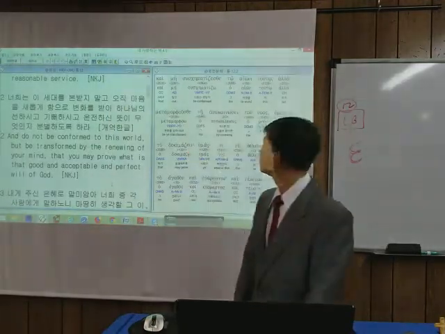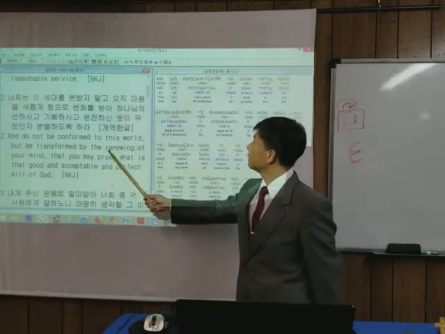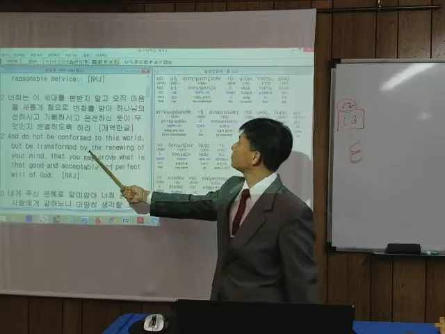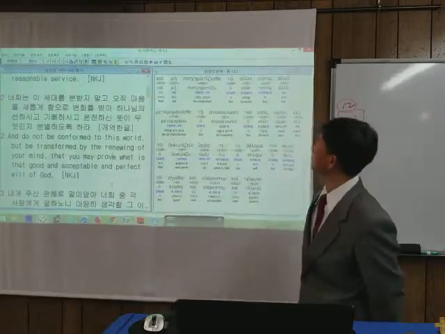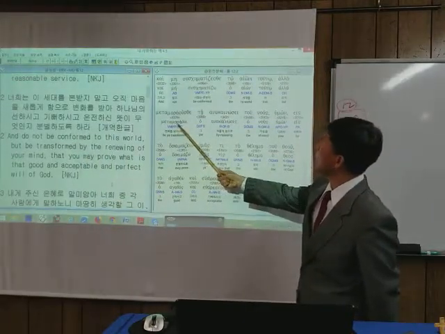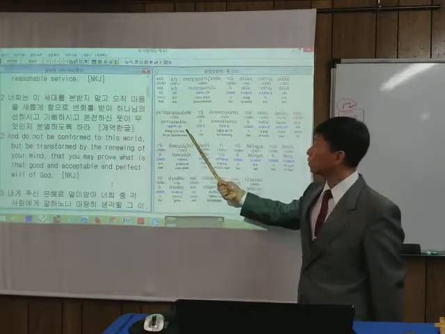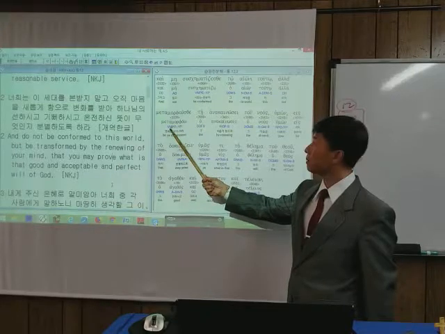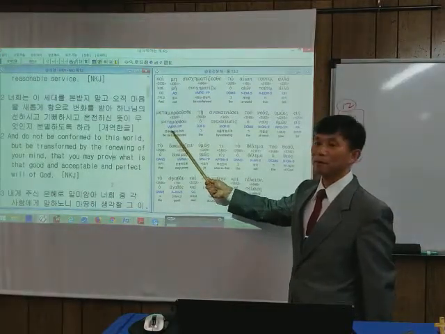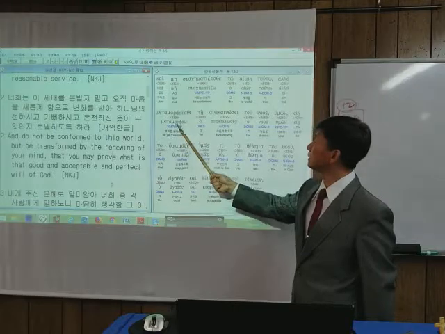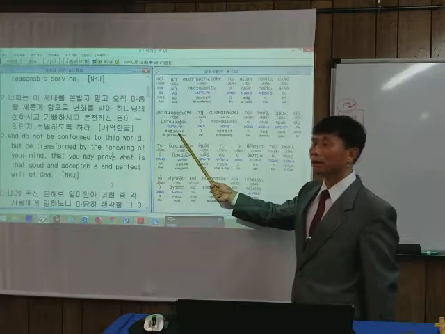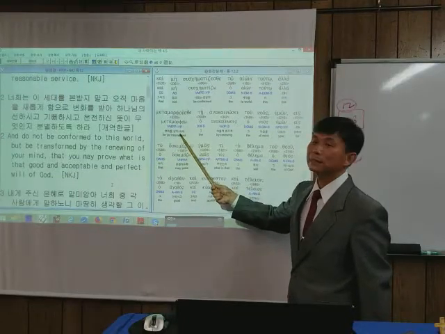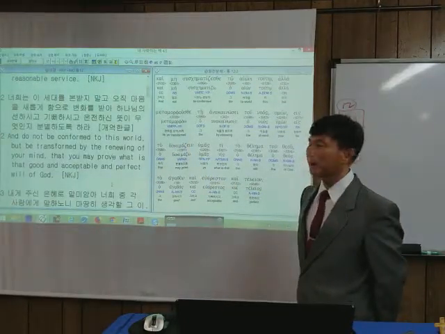Look at here. Here it says, renewing of your mind. Be transformed by the renewing of your mind, right? So, metamorphousthe. Metamorphousthe is, again, a command. Okay, command. Verb, imperative, present, passive, second person, plural. So your living is transformed, right? It's a command.